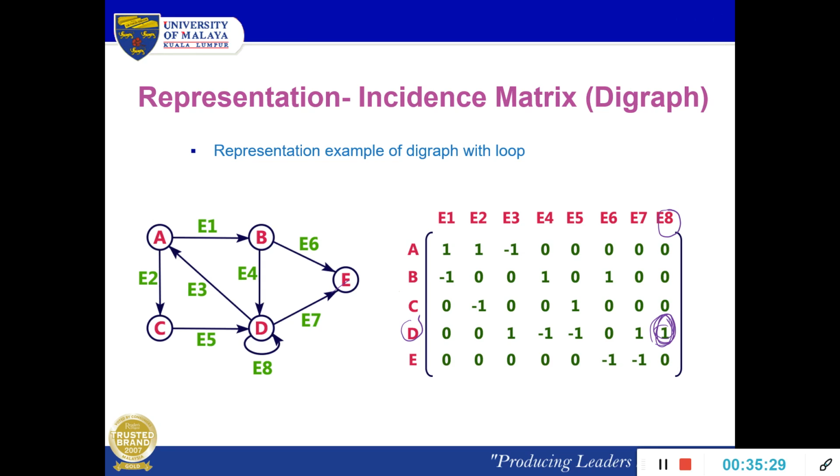It is a little bit tricky, but you get the way. I hope that you understand this. The loop in the digraph is equal to 1. D is incident to E8. It can be outgoing, incoming, so it's considered as outgoing. D outgoing to D, so you have to put 1.